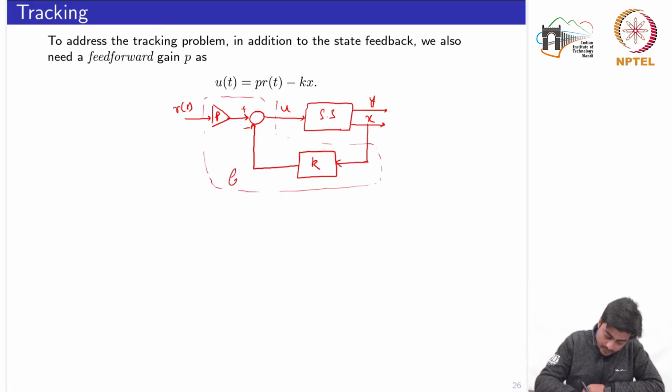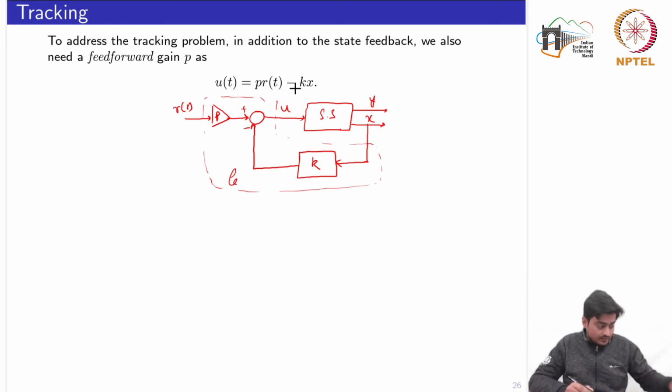So this complete part we will call the controller, and this is nothing but this equation u of t is equal to PR minus Kx. Now here we need to design two gains, P and K, such that the Y becomes equal to the reference signal or to a constant value A.